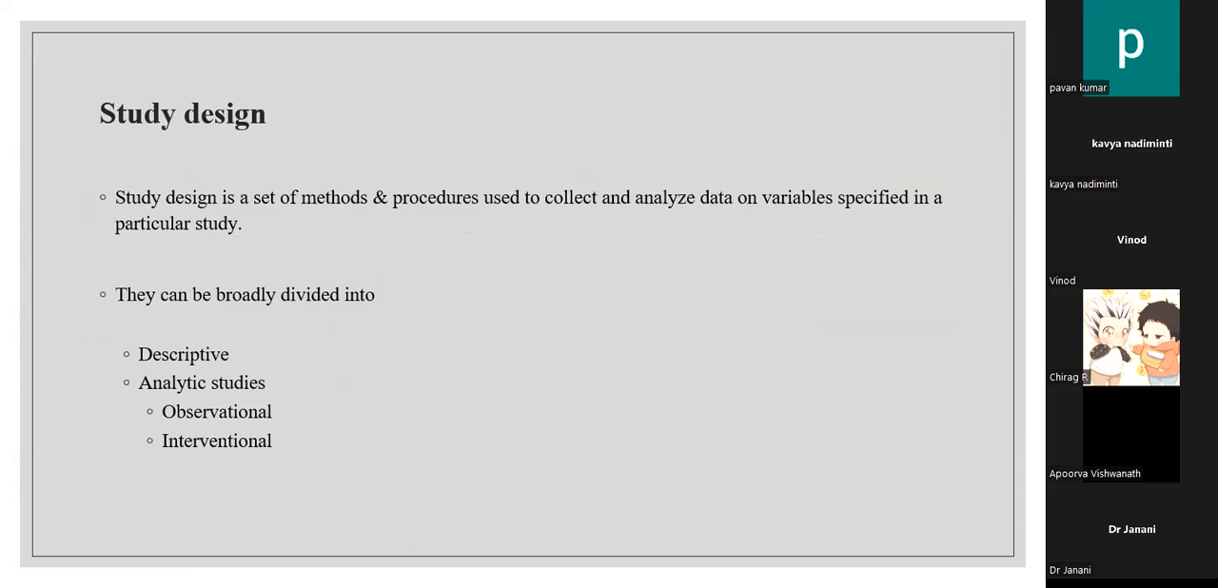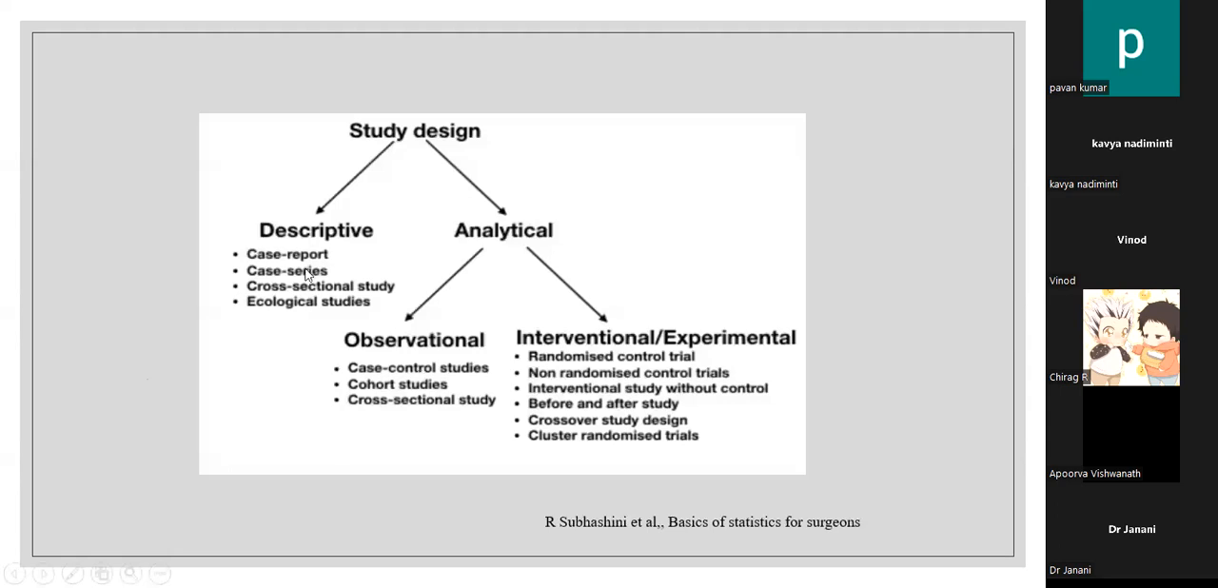Study design is a method used to collect and analyze data on variables specified in a particular study. It can be divided into descriptive and analytical studies. Descriptive studies consist of case reports, case series and cross-sectional studies. Analytical studies are further divided into observational and experimental studies. Observational includes case control and cohort studies, and experimental includes randomized and non-randomized controlled trials.